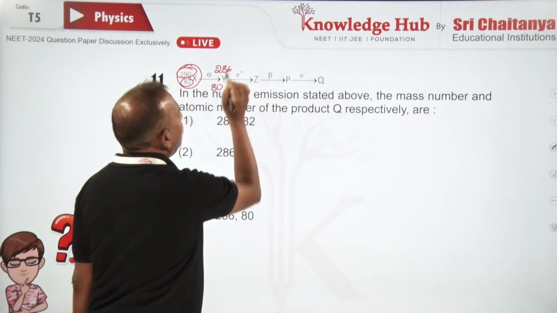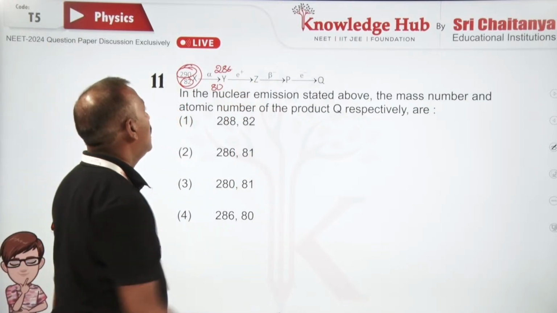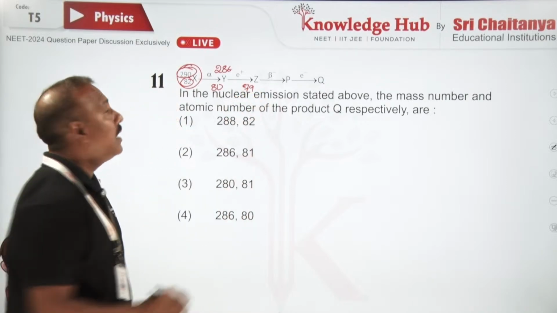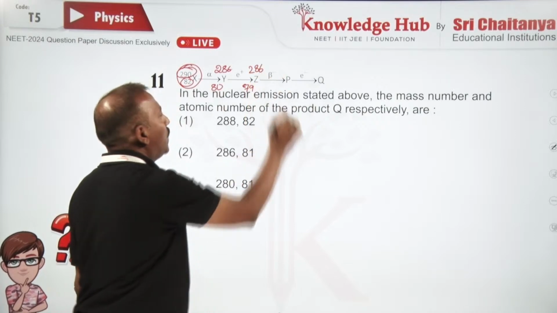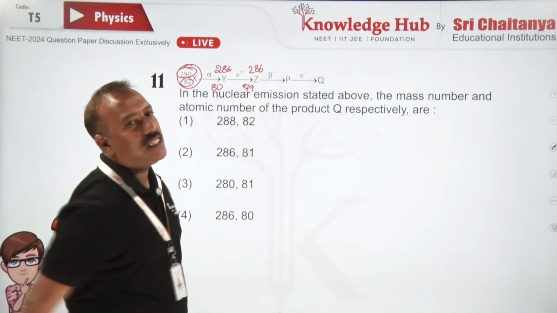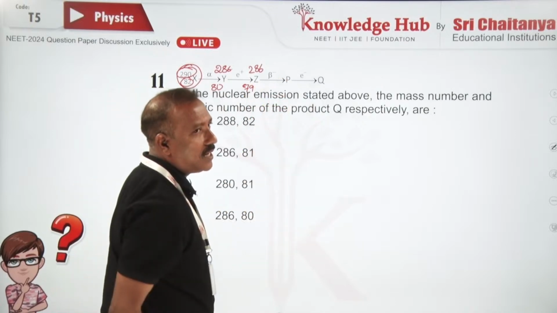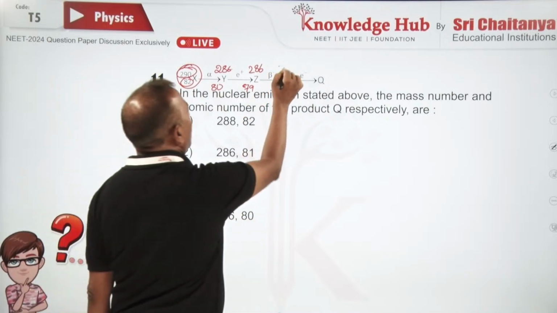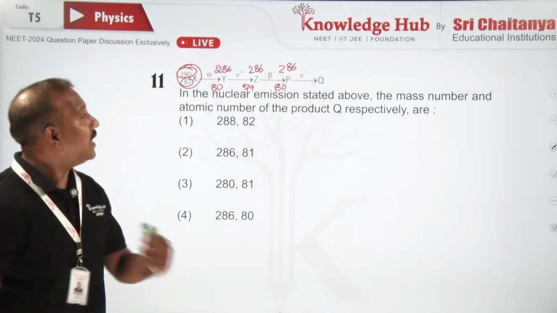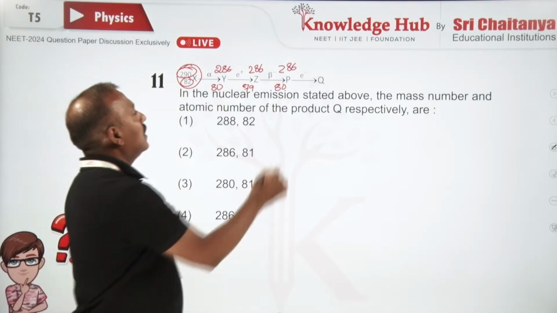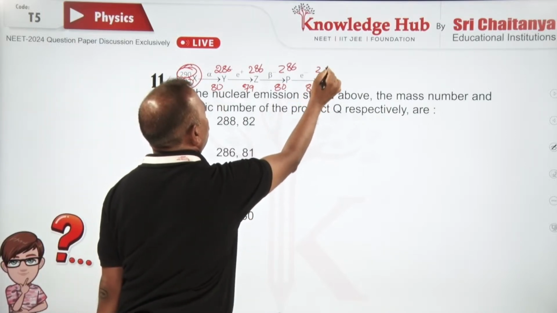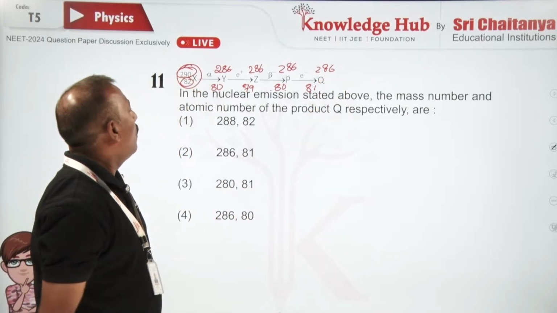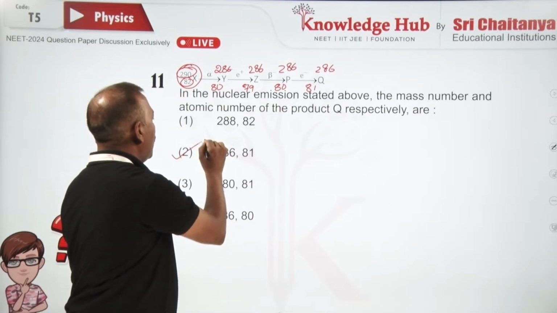And then E plus means it is a positron. Whenever a positron is emitted, the atomic number decreases by 1, therefore it will become 79, with no change in mass number, therefore it is 286. And then a beta minus is emitted. Beta minus is nothing but an electron. When an electron is emitted, the atomic number increases by 1, with no change in mass number, therefore it is 286 again. And finally, once again an electron is emitted, therefore this will become 81 and 286. Therefore, finally Q has atomic number 81 and mass number 286. Therefore, our correct option is 2.